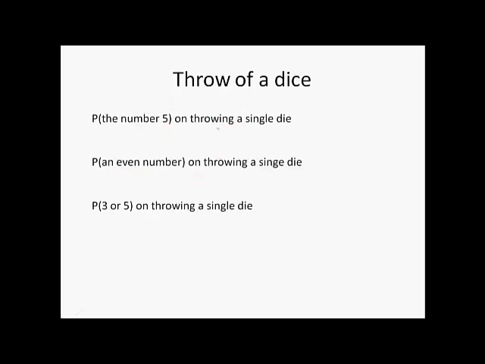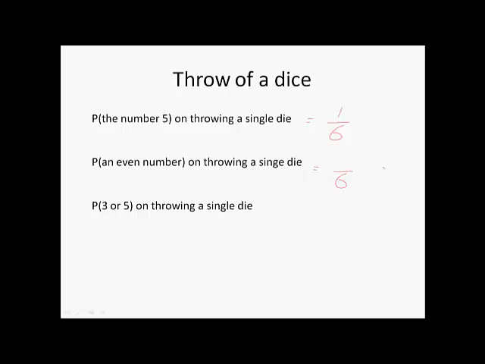So what is the probability of having the number 5 showing up when I'm throwing a single die? For this, I know that there are 6 possible outcomes for a single die, and the number 5 is one of those 6 possible outcomes. So the answer here is 1 by 6. What is the probability of getting an even number on throwing a single die? Again, on a single die, there are 6 total outcomes possible.